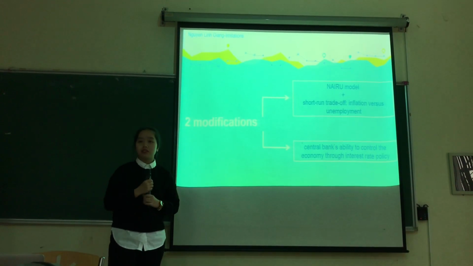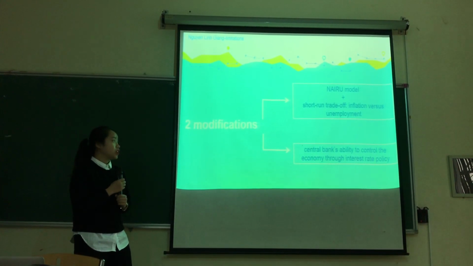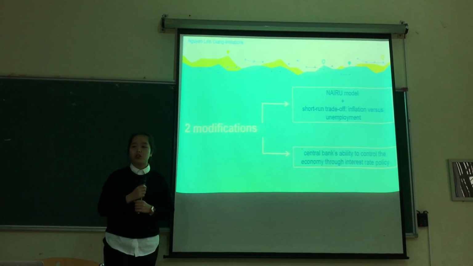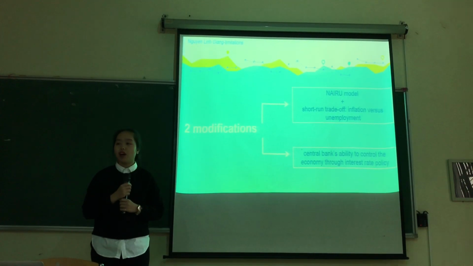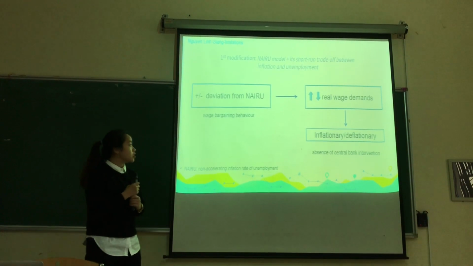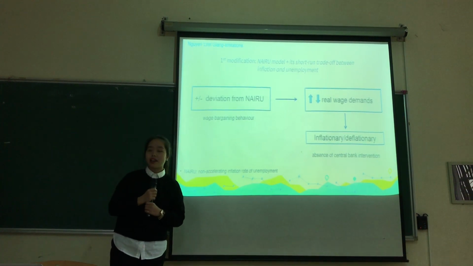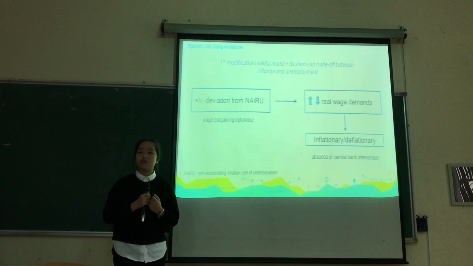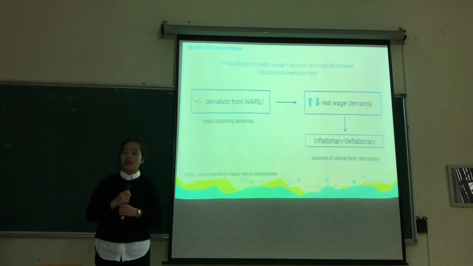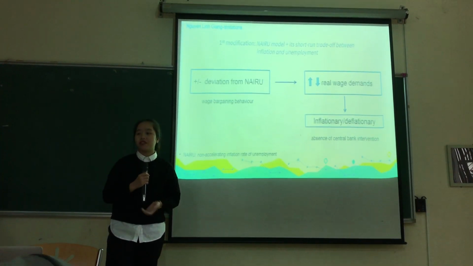I will talk about the two modifications, which are the neighborhood models, the short-run trade-off between inflation and unemployment, and the central bank's ability to control the economy through interest rate policy. In the absence of central bank intervention, the wage bargaining behavior assumes that a positive or negative deviation from the neighborhood can increase or decrease the real wage demands, which then causes inflation or deflation respectively.